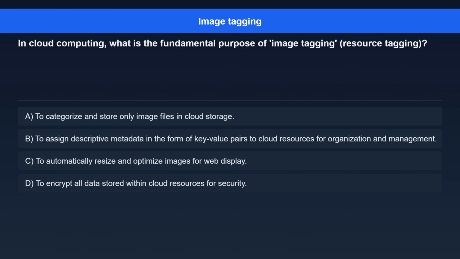Question 1. In cloud computing, what is the fundamental purpose of image tagging, resource tagging? Option A. To categorize and store only image files in cloud storage. Option B. To assign descriptive metadata in the form of key-value pairs to cloud resources for organization and management.